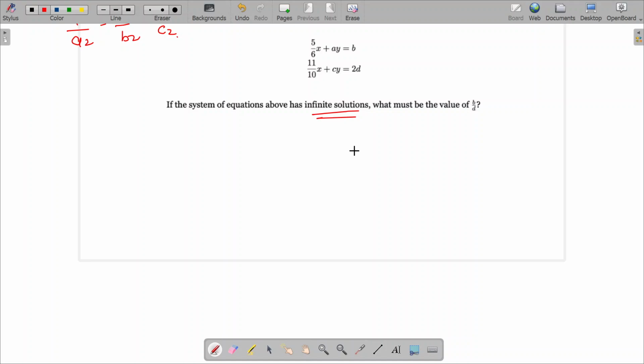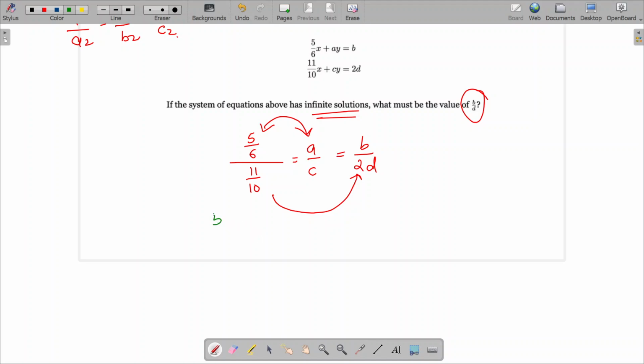So my final equations in terms of ratio will look like 5 over 6 divided by 11 over 10 equals a over c equals b over 2d. Right? Now you want to find out what is b over d. So I'm not going to equate them, because if you equate these two, you will get the answer of a over c. But I want the answer of b over d, so I'll equate these two. Okay, so it is 5 over 6 divided by 11 over 10 equals b over 2d.